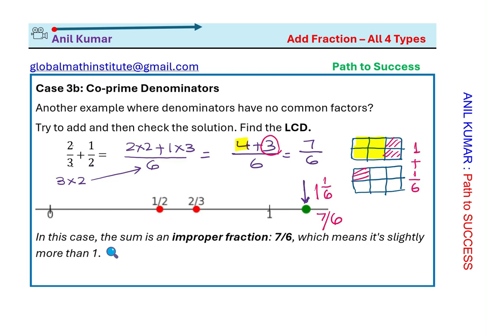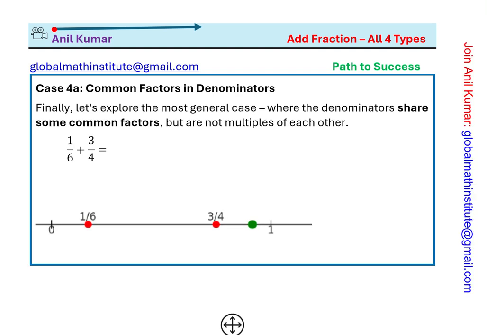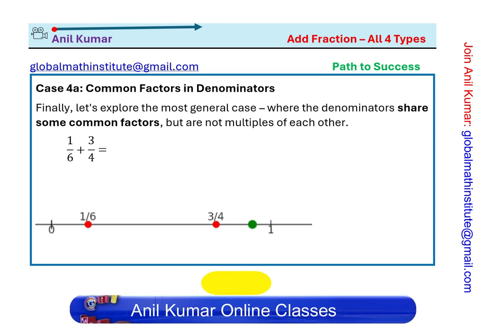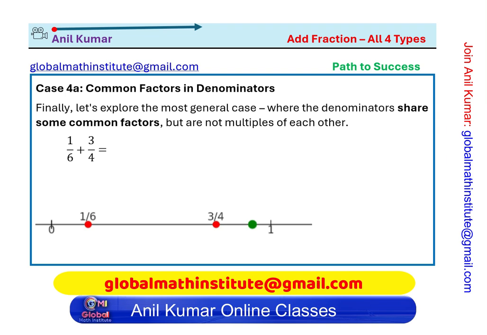Great. So now let's move on to case 4. In case 4 also, we'll have two cases. Perfect. Now here, common factors in denominator. So last time it was co-prime, there were no common factors. Now this time we are having a situation where there are common factors. Let's try to understand this.